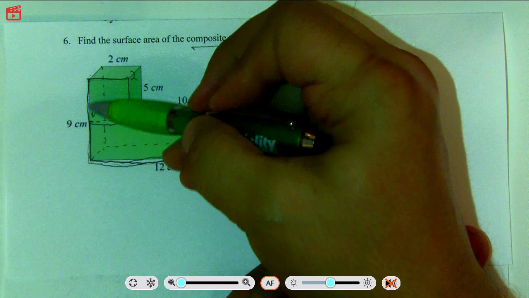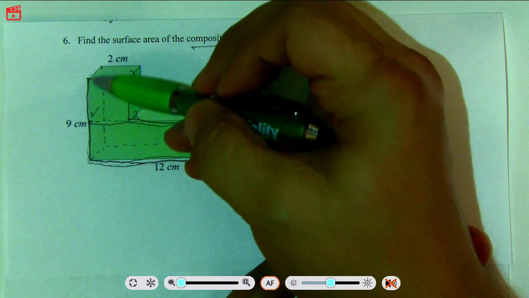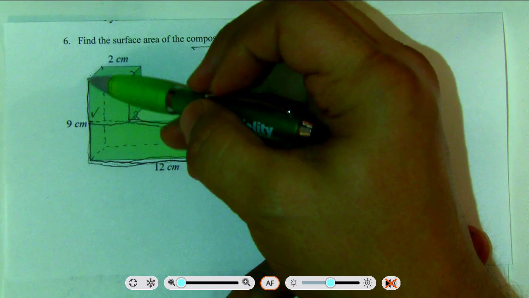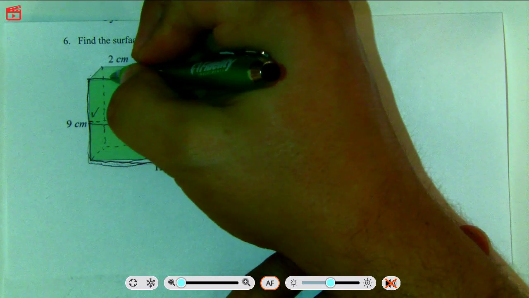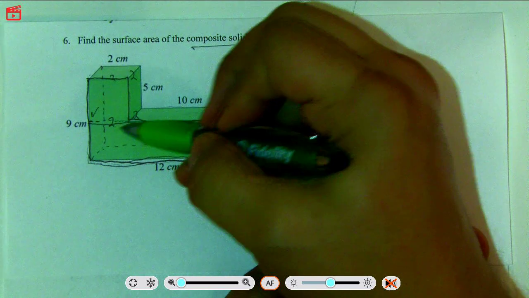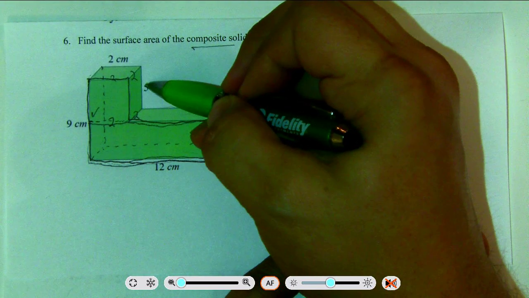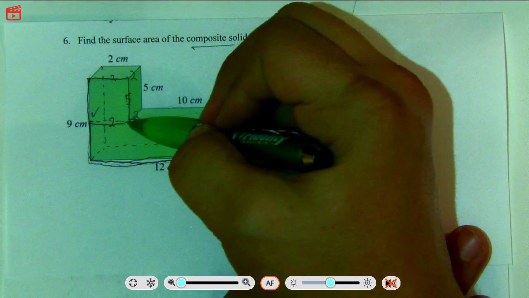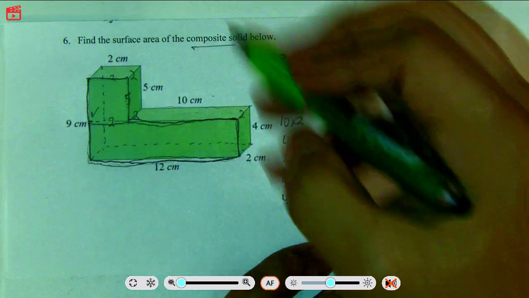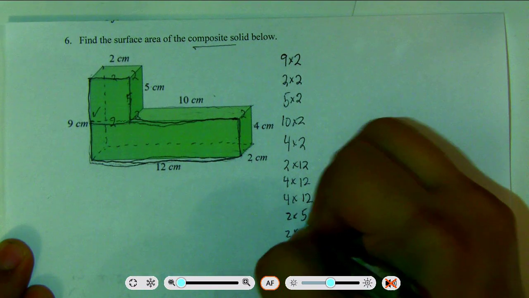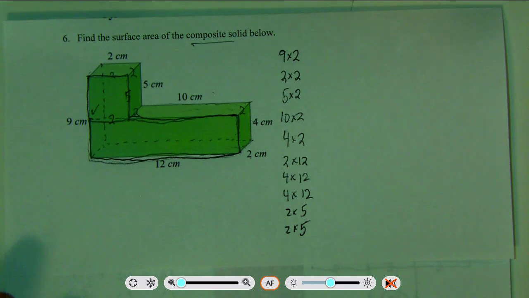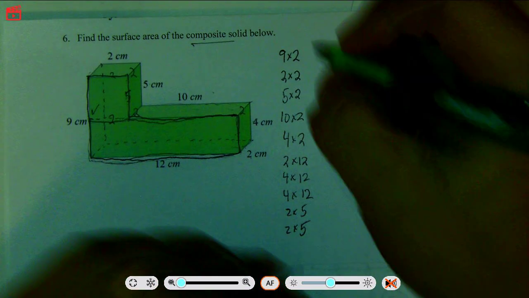And now we have this piece. So this side, well, I don't have a label. This is 2. I know this is 2. This is 2. And this is 5. This is 5. So I've got this 2 by 5 piece in the front and then again in the back. So we have a 2 by 5 and a 2 by 5. So these are all the little components. And again, this was a very rigorous shape to pull together.